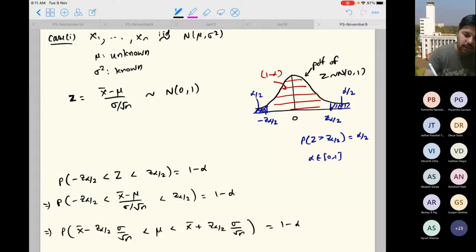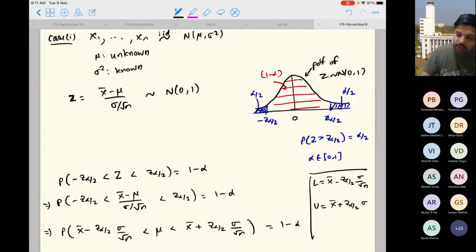Here I define L to be x bar minus z alpha by 2 sigma by root n, and U I define to be x bar plus z alpha by 2 sigma by root n. And I consider this interval LU. This interval LU is such that the unknown parameter mu lies in this interval. What is the probability that this unknown parameter mu lies inside this interval LU? That probability is given by 1 minus alpha.